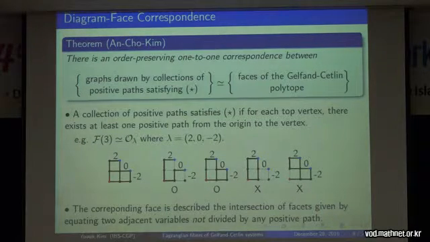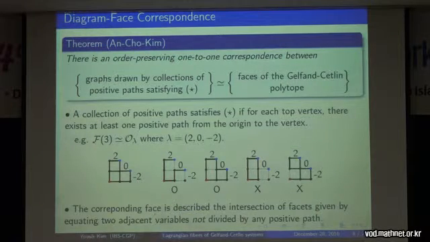And by theorem, Byung-Hee An, Yunhyung Cho, and Yoosik Kim say that there is a one-to-one correspondence between the graphs drawn by a collection of the positive paths satisfying certain condition and the faces of the Gelfand-Cetlin polytope. So let me try to explain what the star condition means. A collection of positive paths is said to satisfy the star condition if for each top vertex there is at least one positive path from the origin to that vertex.